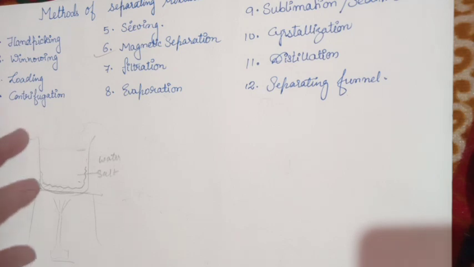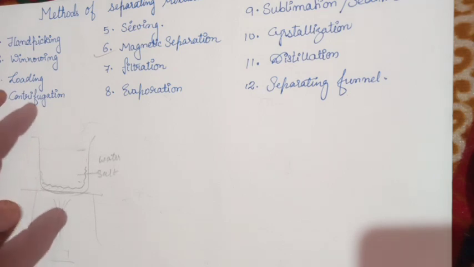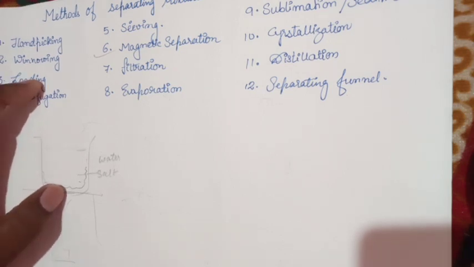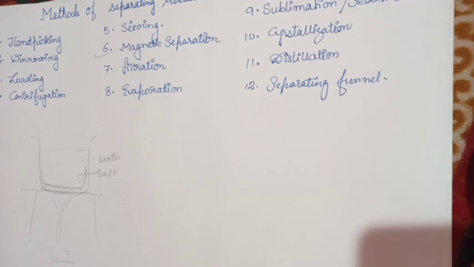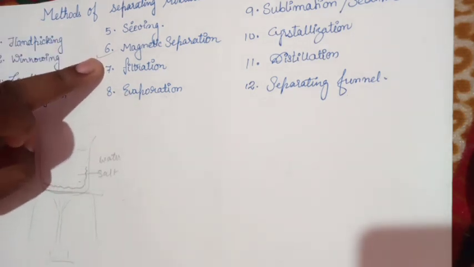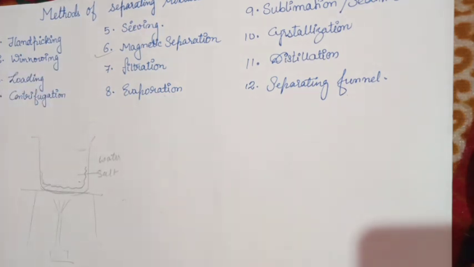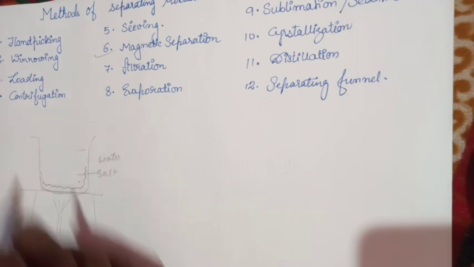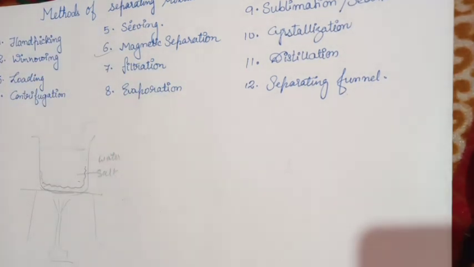This is done when there is a soluble solution. When it is an insoluble solution, we can separate it by the filtration process. Now you have to think which method needs to be applied. So till now we have covered 8 processes. The rest we will complete in the next class.